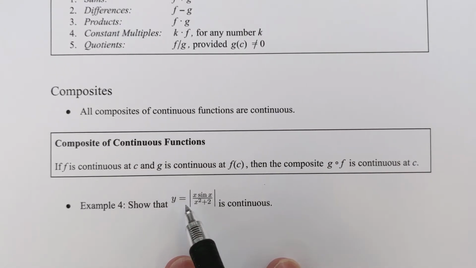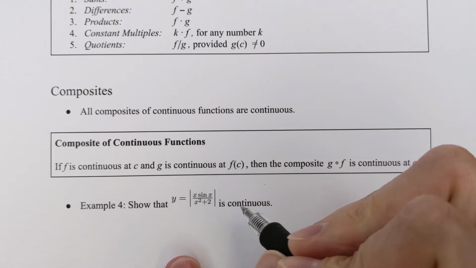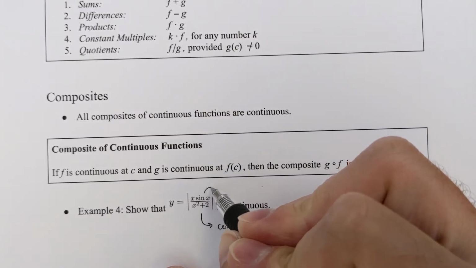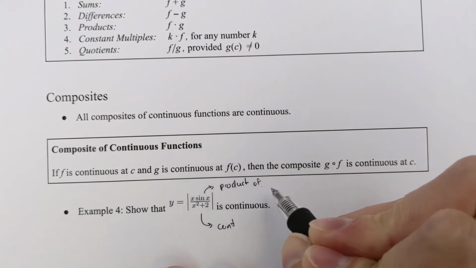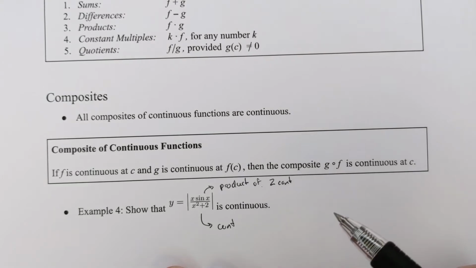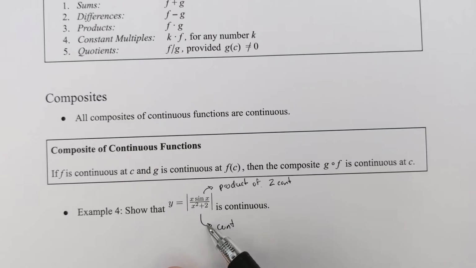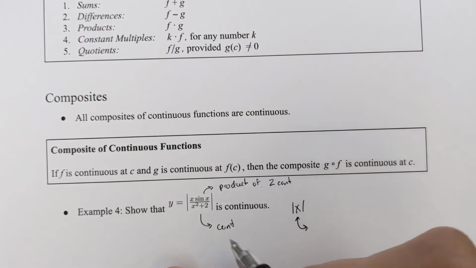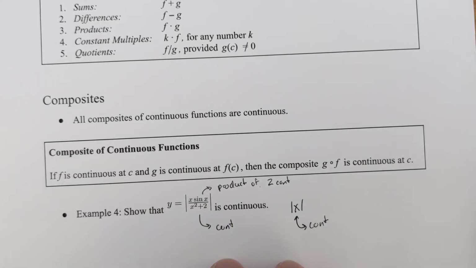So example 4 says, show that the absolute value of x sine x over x squared plus 2 is continuous. Well, all three of the parts here are continuous. The top is the product of two continuous functions, so it's using this rule here: f times g is still continuous. The bottom is just a polynomial, so it's continuous. And then you have the absolute value function as well, that they're plugged into, which is also continuous. So since all the parts are continuous, the whole thing is continuous.